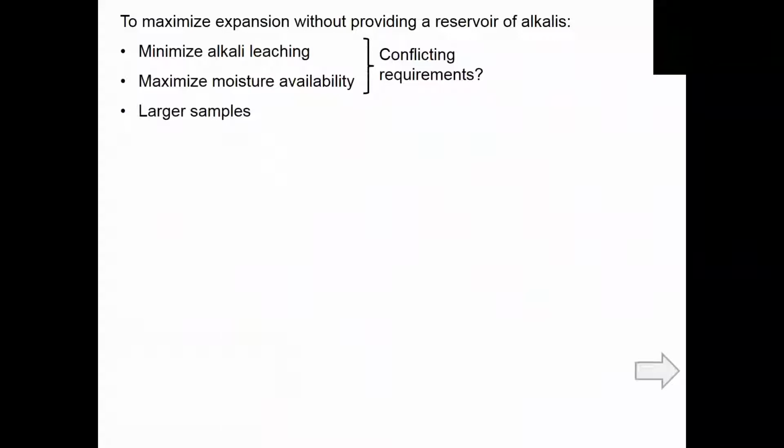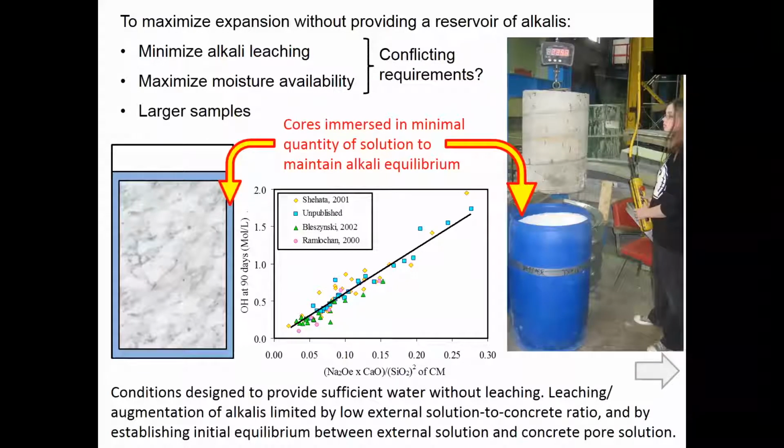So coming back to our requirements, one of the ways of trying to maximize expansion without providing a reservoir of alkalis: we want to minimize alkali leaching, we want to maximize moisture availability, and these are often conflicting requirements. And of course, one of the ways of doing this is to have very large samples, such as our blocks on the exposure site, or maybe large blocks in a more controlled system where we can elevate temperature if we want.